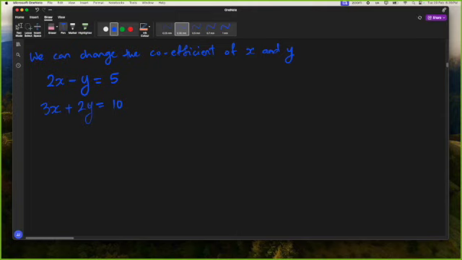Ade, which one would you like to eliminate? X or Y? Say X. Say X.